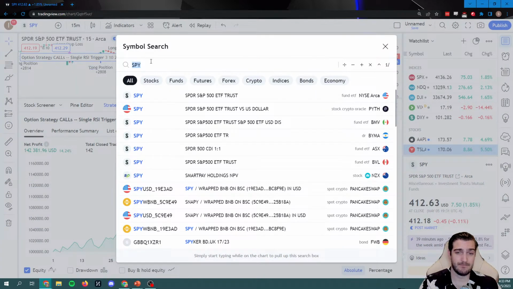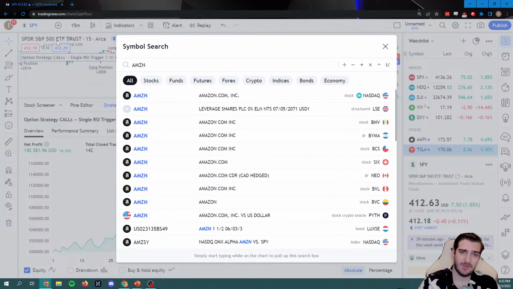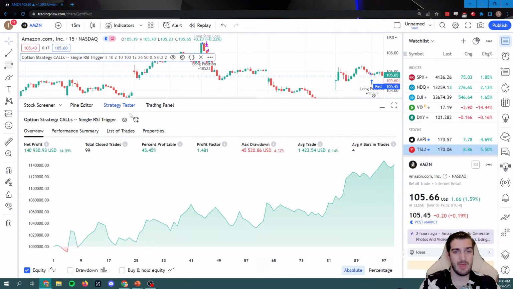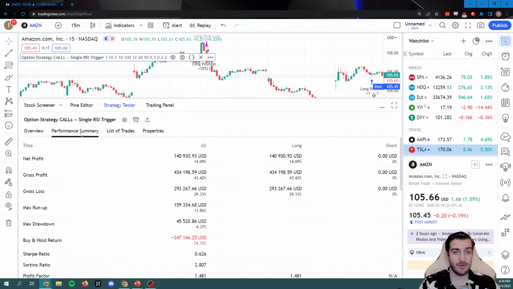Now, let's change this up a bit. Let's search for something like Amazon. Okay. Now we're seeing 100 total trades over the trading period. We're holding on average for about 1 hour per trade. And we're getting a return of 14.1%. Okay. Bit lower than SPY, but 14% still good. Let's go to the performance summary. Our net profit is 14%. Had we bought and held Amazon over that same period of time, we would have lost 25% of our money.